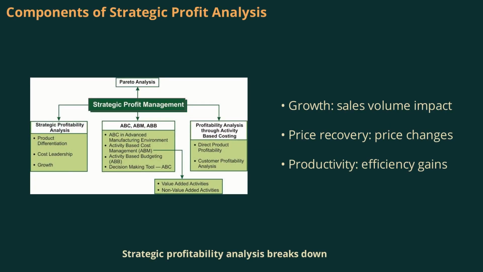Strategic profitability analysis breaks down operating profit into three main components: growth, price recovery, and productivity. Each component reveals different drivers behind changes in profit. The growth component measures how changes in sales volume affect revenue and cost. Price recovery looks at the impact of price changes on both revenue and cost. Productivity examines how efficiently resources are used, focusing on improvements in input mix and yield.